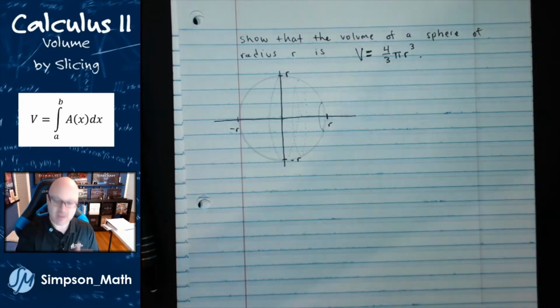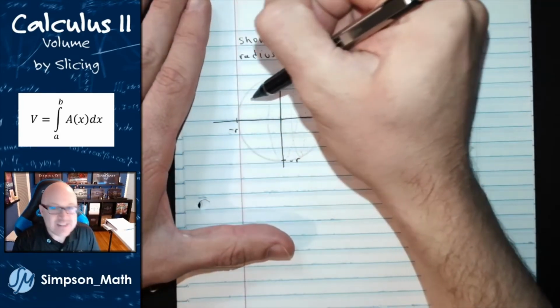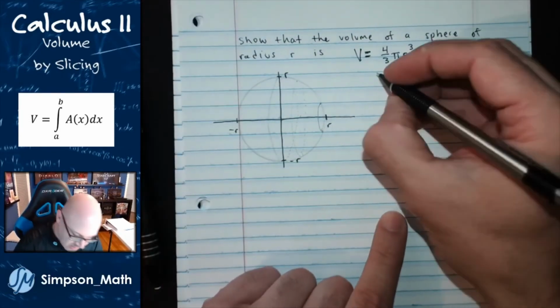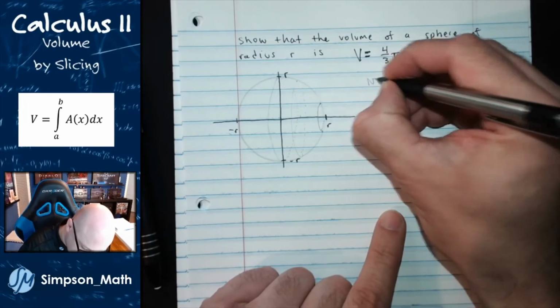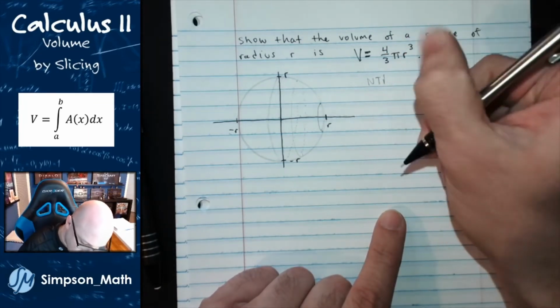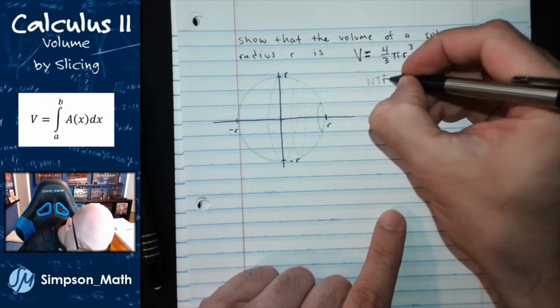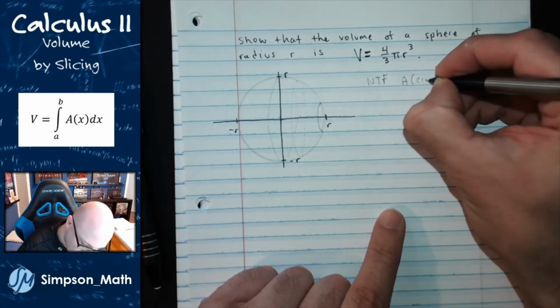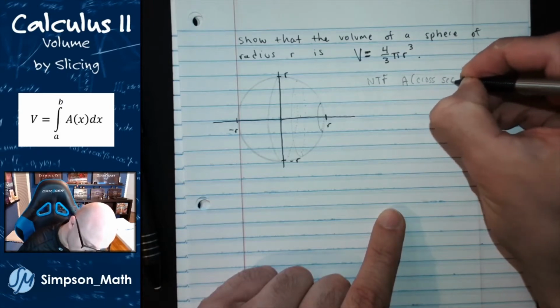What I'm going to do is add up all the infinitesimally small areas, or volumes, that I can. So I claim I need to find the area of the cross section.